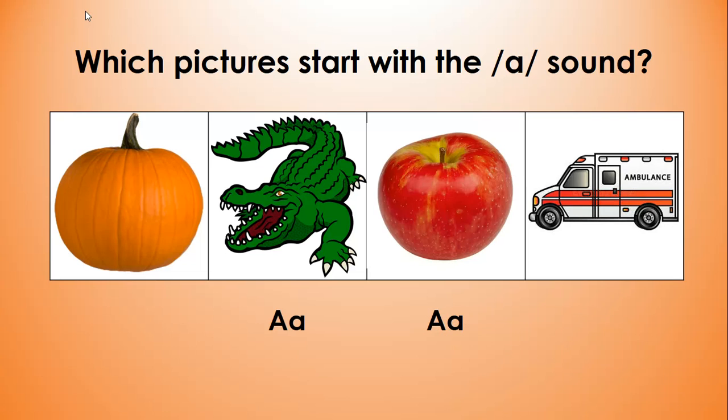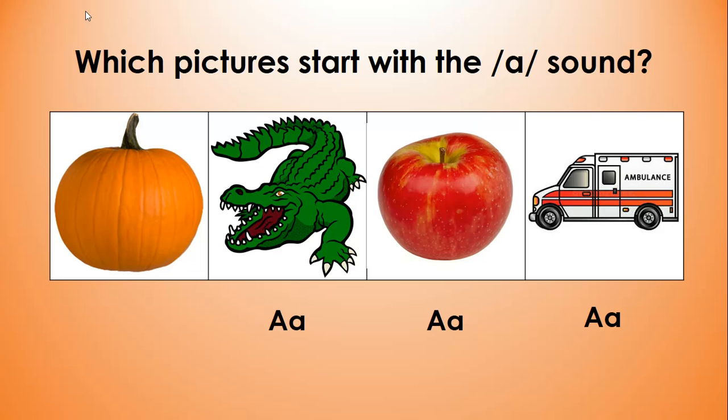Ambulance. Ambulance has a little bit of a different sound because it's an A and an M together, like the sight word am. But it does start with the short letter A sound. If you say ambulance, it sounds a little bit distorted, but the word is also printed on the side of the ambulance, so we can have students use that as a clue as well. Ambulance starts with the short letter A.